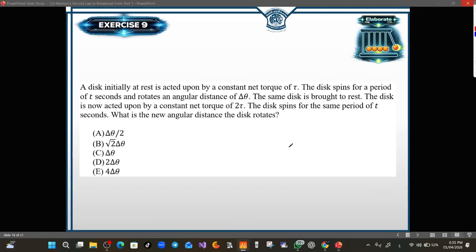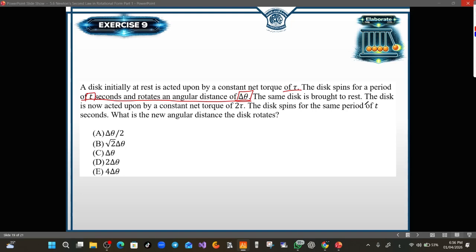Now, exercise 9. A disk initially at rest is acted upon by a constant net torque tau. The disk spins for a period of time t and rotates an angular distance delta theta. So in the first trial, when we applied this net torque, we got this delta theta for this period of time. The same disk is brought to rest. Now in the second trial, we started from rest again.